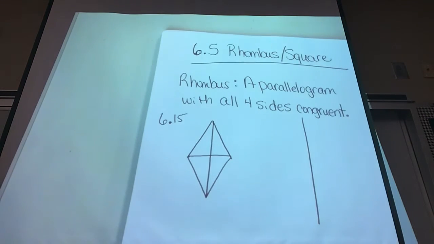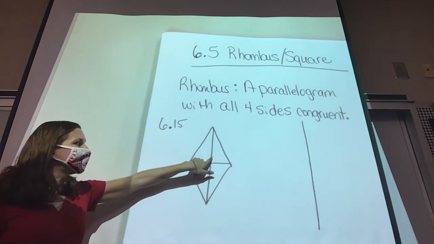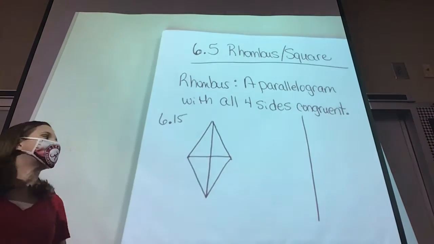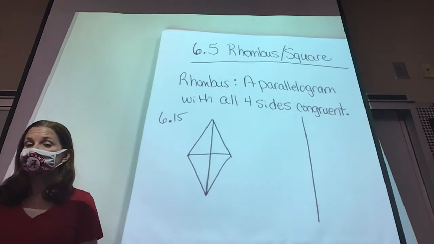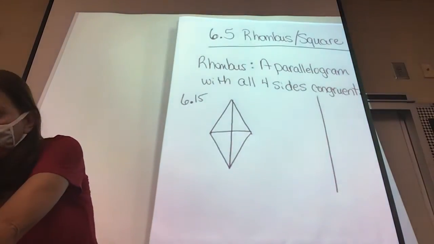Now, with your diagonals, what you're going to find out is when you draw your diagonals here with a rhombus, all of these diagonals come out to be perpendicular. Everywhere right in here where they're going to touch, they're all going to turn out to be perpendicular. In other words, they're going to turn out to be 90 degrees. So I'm going to write that right here.